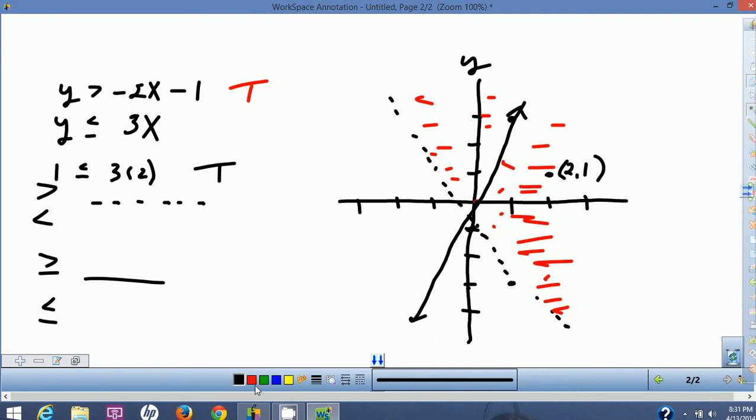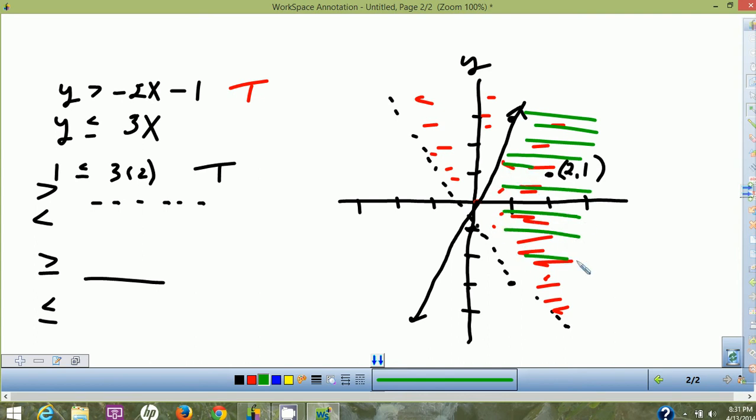So let's make this one green. And we're going to shade the side of the solid line that includes the 2, 1, which means I'm going to shade right through here. Everything to the right of that line.